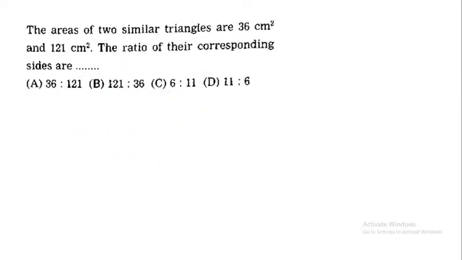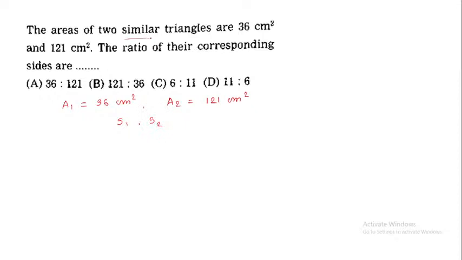Okay, let's have the next question. The areas of two similar triangles are 36 centimeters square and 121 centimeters square. The ratio of their corresponding sides are, so these are the options given: 36 is to 121, or 121 is to 36, 6 is to 11, or 11 is to 6. So again the same property is used, because the areas are given this time. So let us consider the area of first triangle, that is 36 centimeters square, and area of the second triangle is 121 centimeter square, and let their sides be S1 and S2.